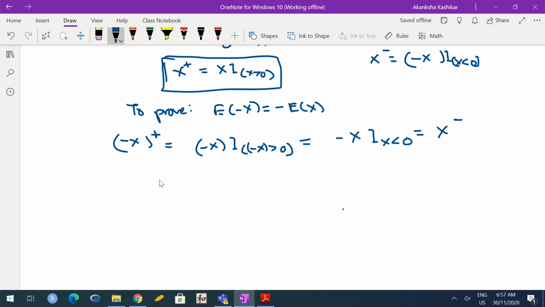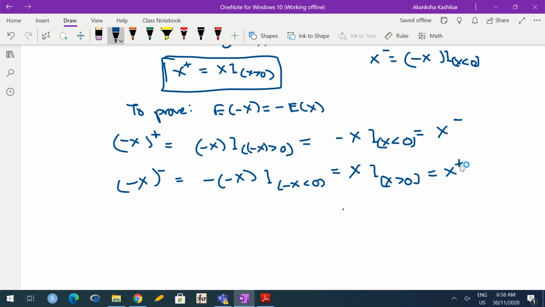Okay. Similarly, you can prove that the negative part of minus x would be, by definition, minus of minus x into the indicator of minus x less than 0. Minus of minus x is plus x, and the indicator of minus x less than 0 means x is greater than 0. And what is this? X into the indicator of x greater than 0 is nothing but x plus. Okay. So the positive part of x is the same as the negative part of minus x, and the negative part of x is the same as the positive part of minus x.